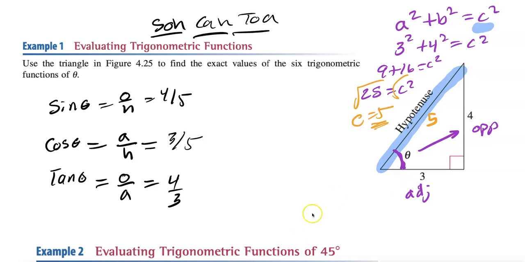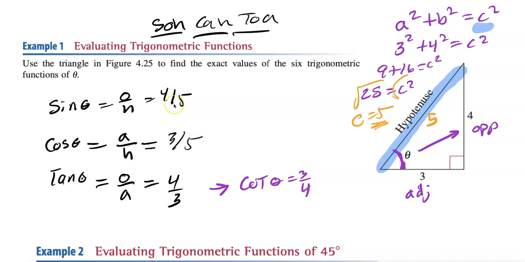So those are the main 3 functions. Again, if you know those, you're gonna be set, because for the reciprocal functions, you just gotta remember which one it goes with. Tan's the easy one. Everybody knows tan goes with cotan. That's short for cotan. So you're just gonna flip tan. So if tan was 4/3, now it's gonna be 3/4.